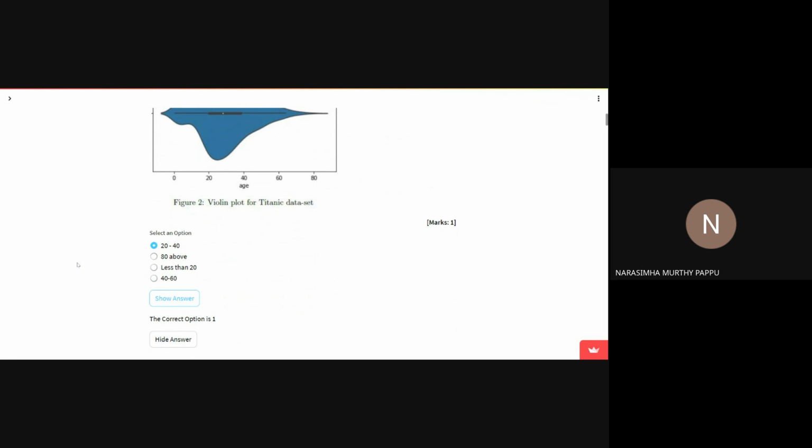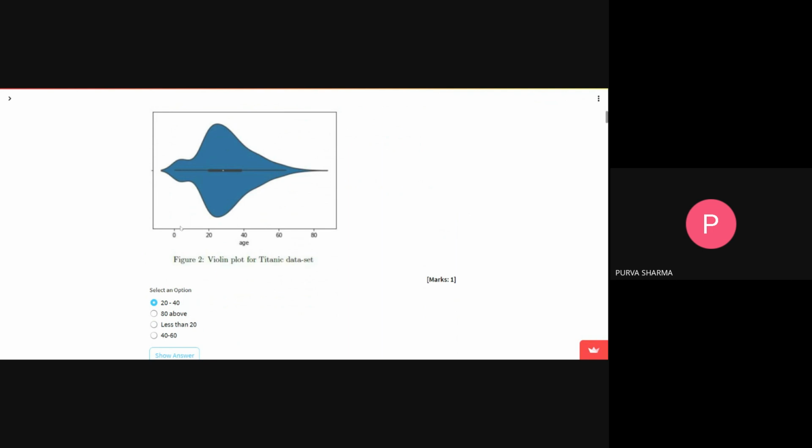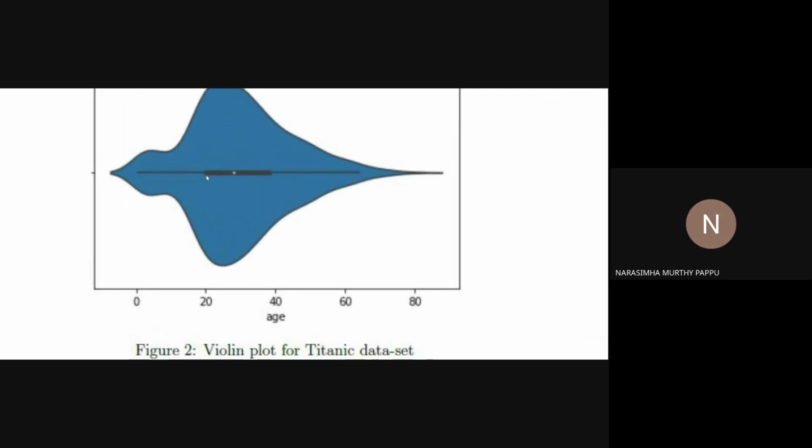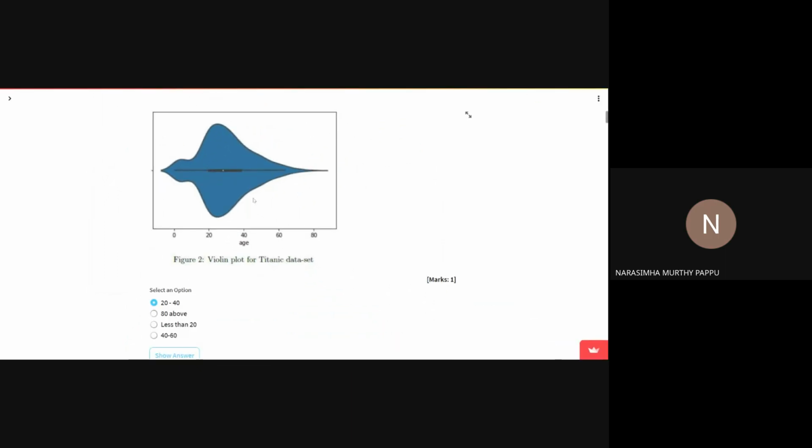Also the line there itself is showing you a box plot kind of thing, right? Horizontal box. Correct. Yes, the maximum data is lying here in the range of 20 to 40. First quartile and third quartile.